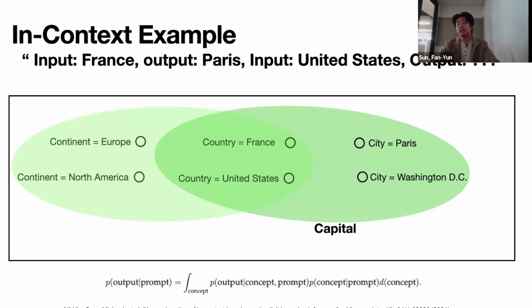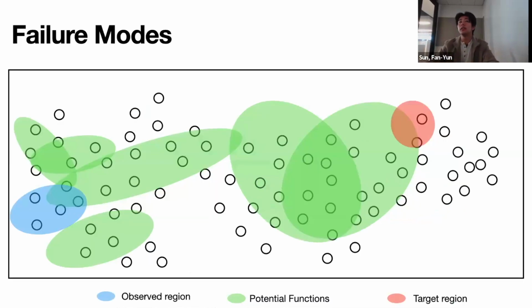This concept has been brought up in previous papers that I cited, but I think it's also useful for thinking about the common failure modes in these foundation models. This example is a very intuitive one: we know that language models are bad at multi-hop reasoning, because maybe there's not one potential function that covers both the observed region and the target region.